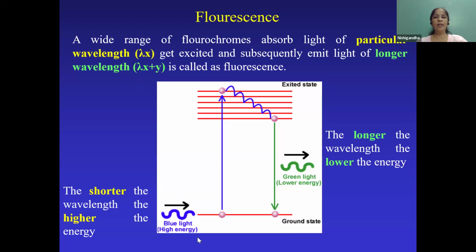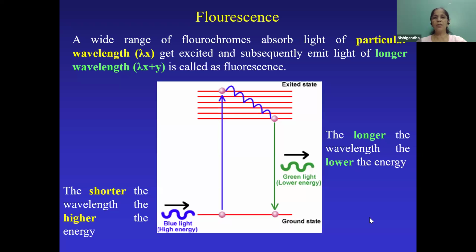For example, you have a dye like FITC, I'm sure you might be familiar with this. It absorbs blue light, gets excited, and then it emits energy, which is green light. It is of lower energy, and after emitting green light, it comes back to the ground state. Always remember that the longer the wavelength, the lower the energy; the shorter the wavelength, the higher the energy. These are very important principles that one should remember when we are talking of fluorescence microscopy.